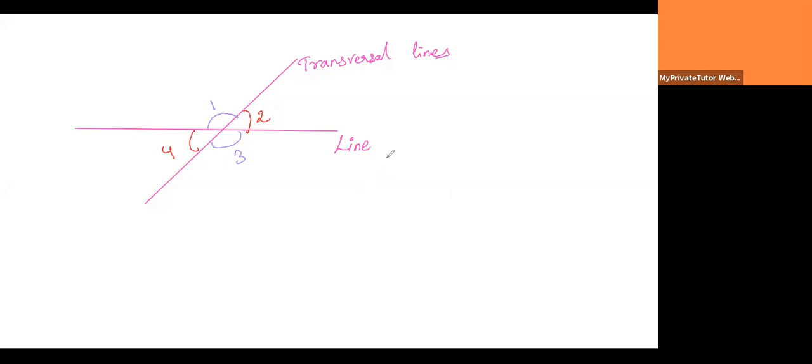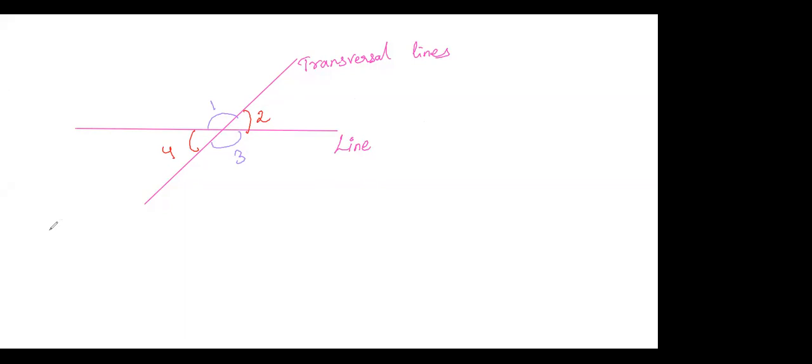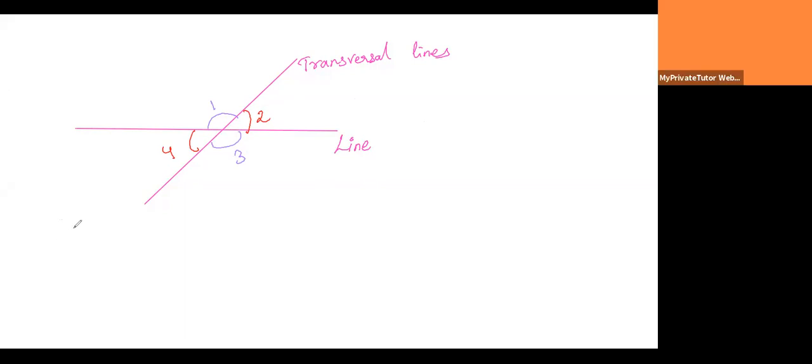So does anybody understand why I have written 2 and 4 in the same color and 1 and 3 in the same color? Because they are vertically opposite. Vertically opposite. That's an excellent point. Good, very good, Joseph. So yes, Sultan, very good. Yes, Sana. So what do you mean by that?